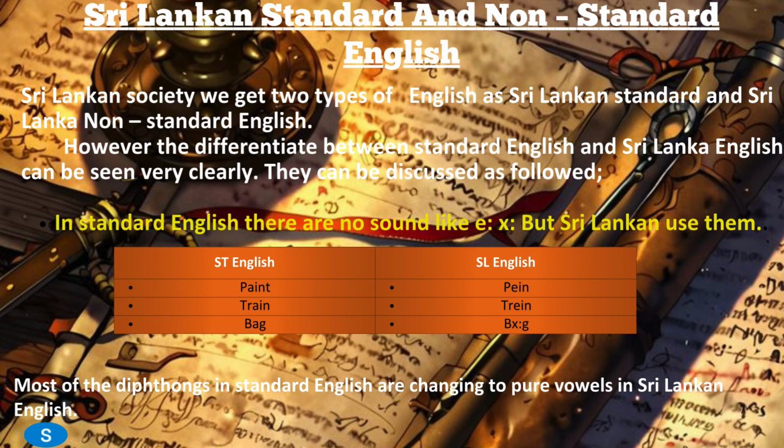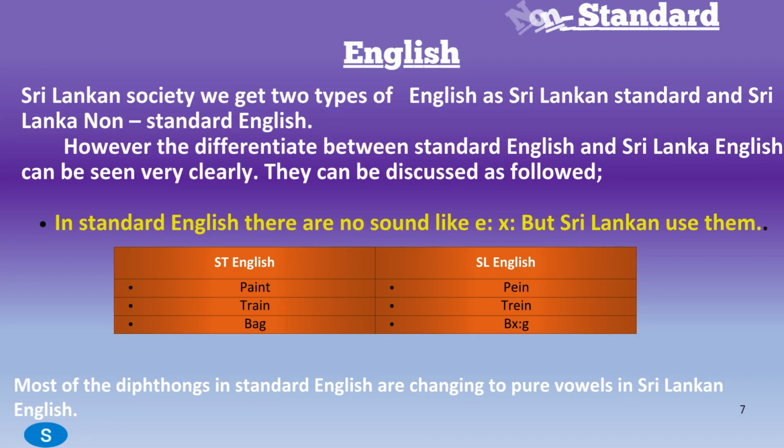In the first one, in Standard English, there are diphthongs, but Sri Lankan English does not use them. For example, Standard English paint, Sri Lankan English pent. Train, trent, bag, bag. Most of the diphthongs in Standard English are changed into pure vowels in Sri Lankan English.